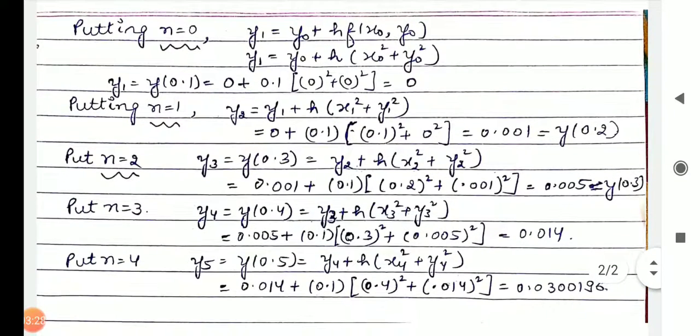Again putting n equal to 1 in the above formula, we get y2 is equal to y1 plus h times x1 square plus y1 square. So substituting the value of y1 which is 0, the value of h, and the values of x1 and y1, we obtain 0.001, which is the value of y2, or we can say that it is the value of y at x equal to 0.2. Similarly we have calculated y3, y4 and y5.